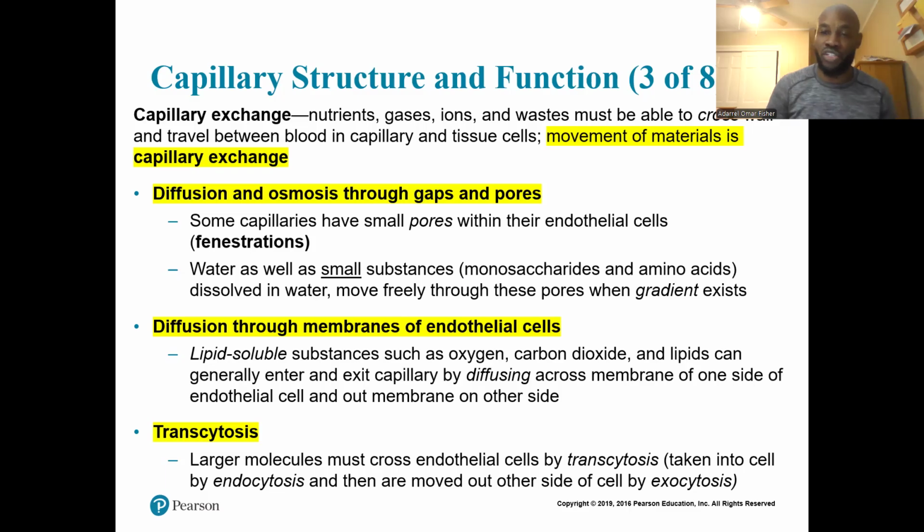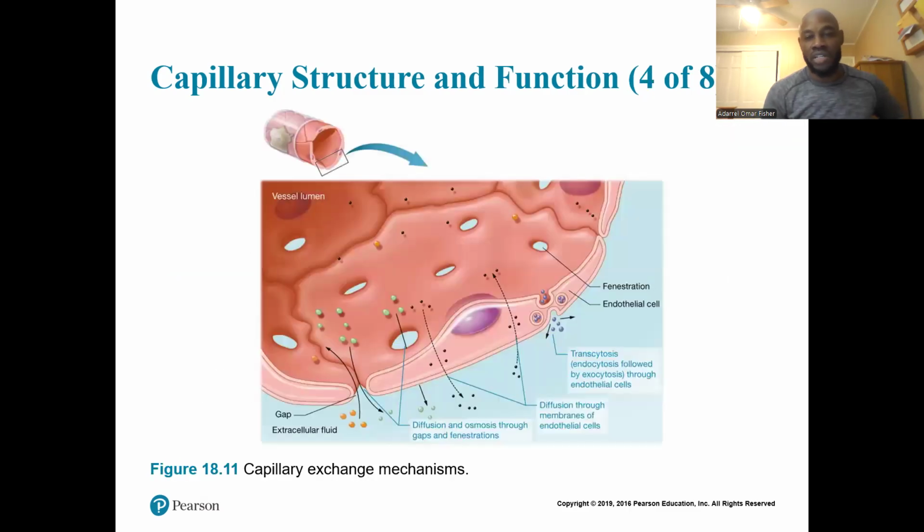We have transcytosis, the movement across the cell. So a larger molecule has to go in one end of the capillary wall and go out the other side of the capillary wall, transcytosis. So that goes back into chapter 3. Think of something being taken into the cell, endocytosis, and out of the cell, exocytosis. Right, so this is just showing you how movement across the capillary wall can happen.